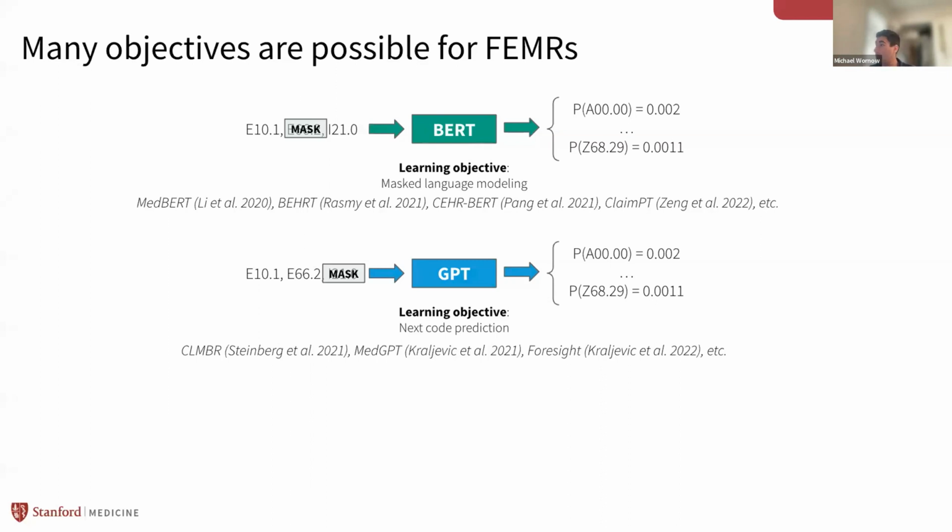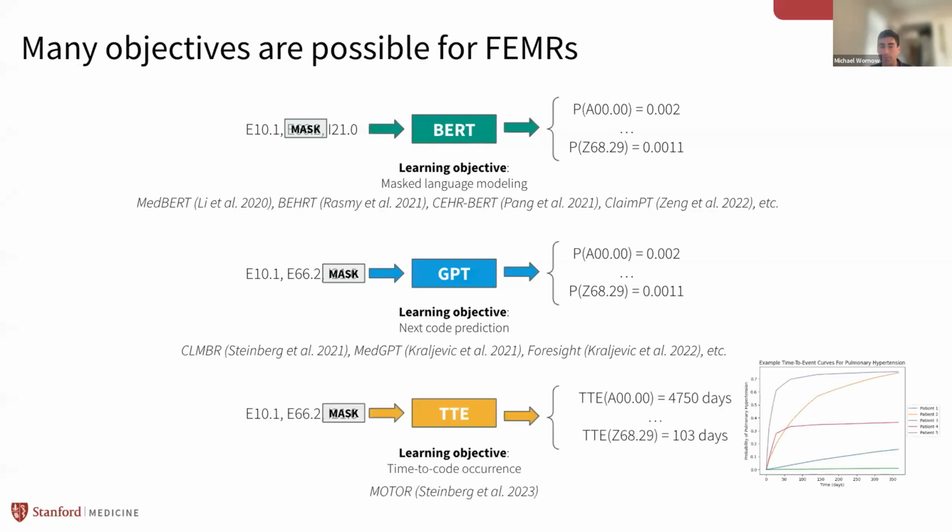So I'll briefly mention one such effort. It's called MOTOR. It's also by Ethan Steinberg. And it uses a time to event modeling objective instead of next token prediction or masked language modeling. The key difference is basically, instead of trying to predict the probability that we see a code, MOTOR tries to predict the time until we see that next code.